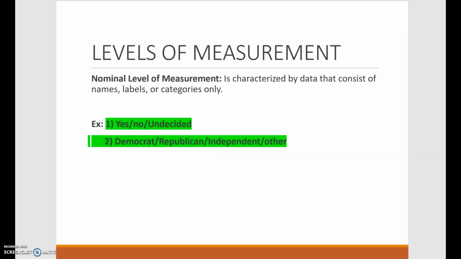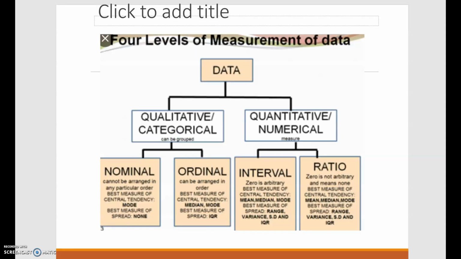Nominal, it's actually universal. For this specific slide, please take a picture, because some of these examples are going to show up on the homework assignments, and here you have all the levels of measurement already technically dissected.